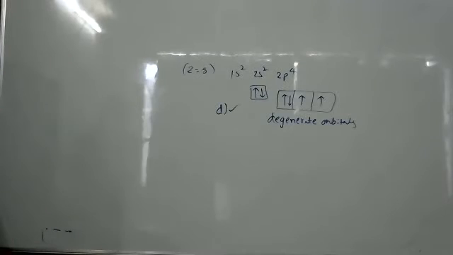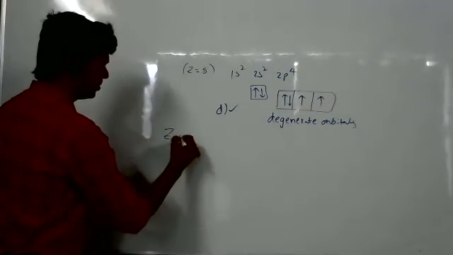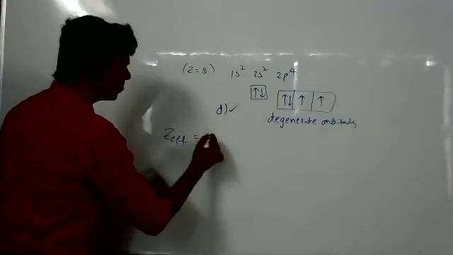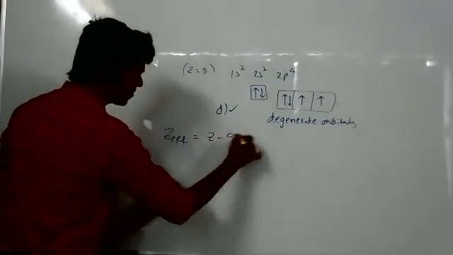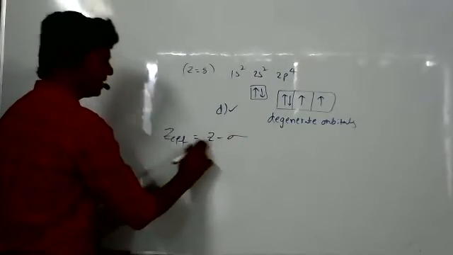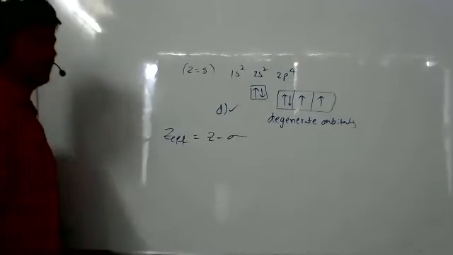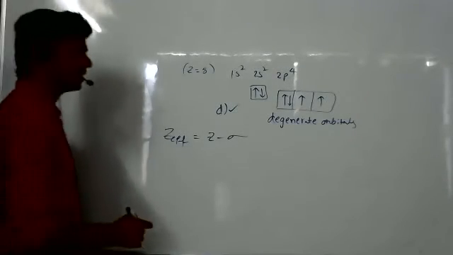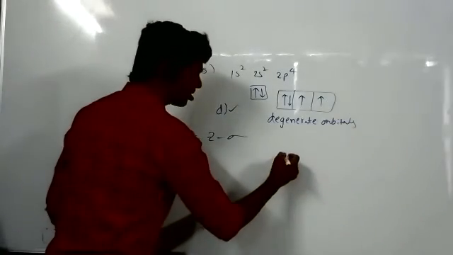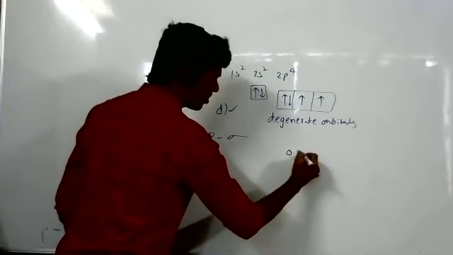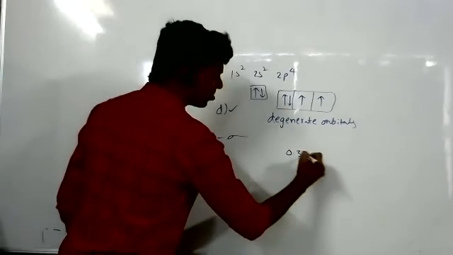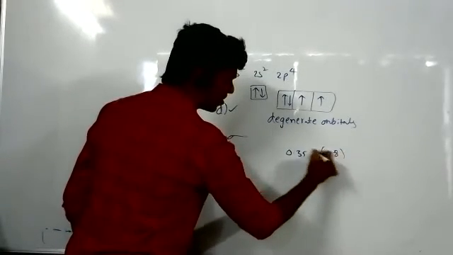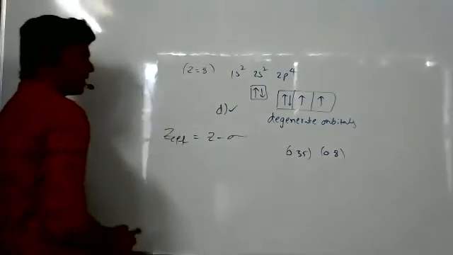So what is Z effective? Z effective means this is a formula. Z effective is equal to nuclear charge minus sigma. We are applying this formula. Z is the atomic number, sigma we are calculating. Suppose the electron is present in the 1s orbital, we are taking 0.35. Suppose it is in the p orbital, we are writing 0.8. Based on that, we are calculating.